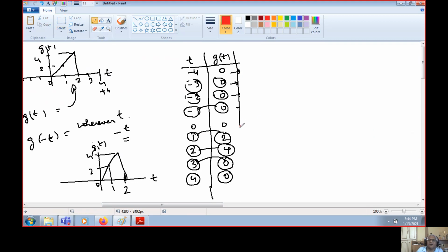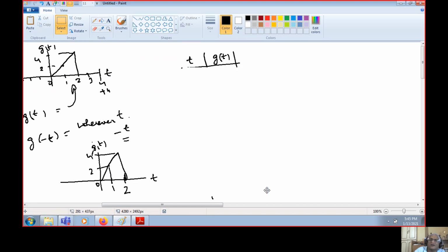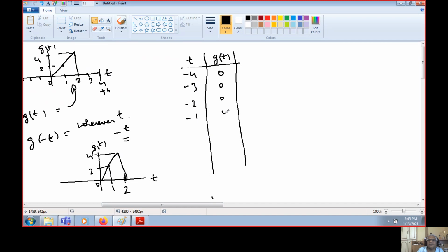So g of t is already known to us. So what is g of t? Let us draw them again for the sake of proper understanding. So t equal to minus 4, value of g of t was 0. Okay, so t equal to minus 3, it was 0, minus 2, it was 0, minus 1, it was 0, 0, it was 0, 1, it was 2, 2, it was 4, 3, it was 0, 4, it is 0.